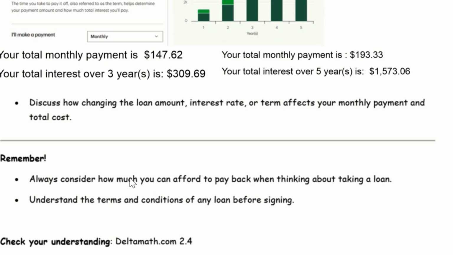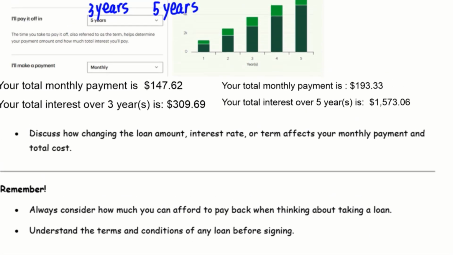Remember, always consider how much you can afford to pay back when thinking about taking a loan. Don't borrow too much money that you couldn't afford. And also understand the terms and conditions of any loan before you sign the contract. So check your understanding.